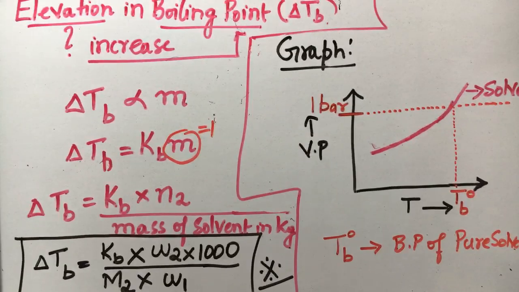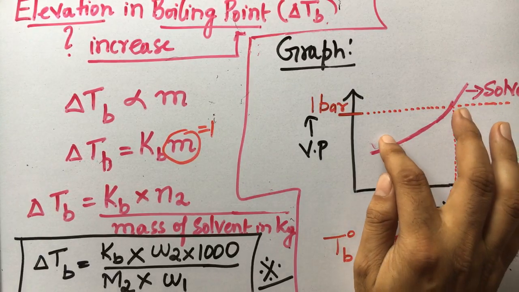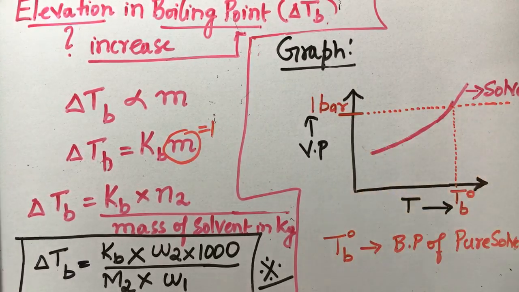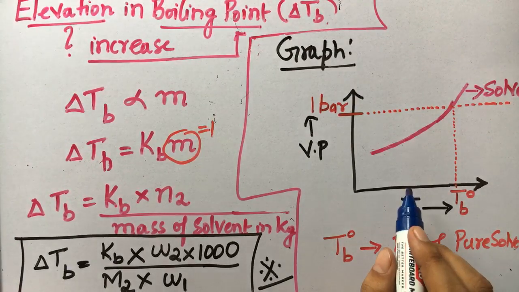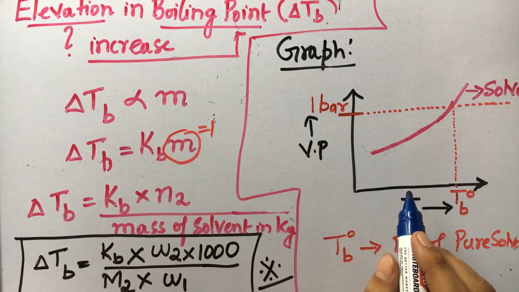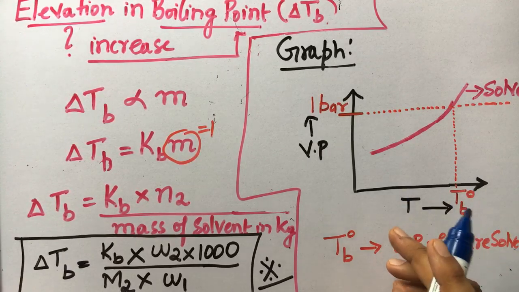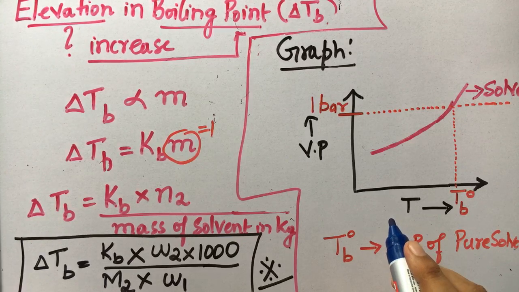Boiling point of pure solvent. Now, students, what would be the vapor pressure of the solution with respect to the solvent at any particular temperature? Vapor pressure would be less. Upon adding non-volatile solute, blocking of the surface would increase, and vapor molecules would decrease. Definitely, at any particular temperature, the vapor pressure of the solution is less than that of the pure solvent.